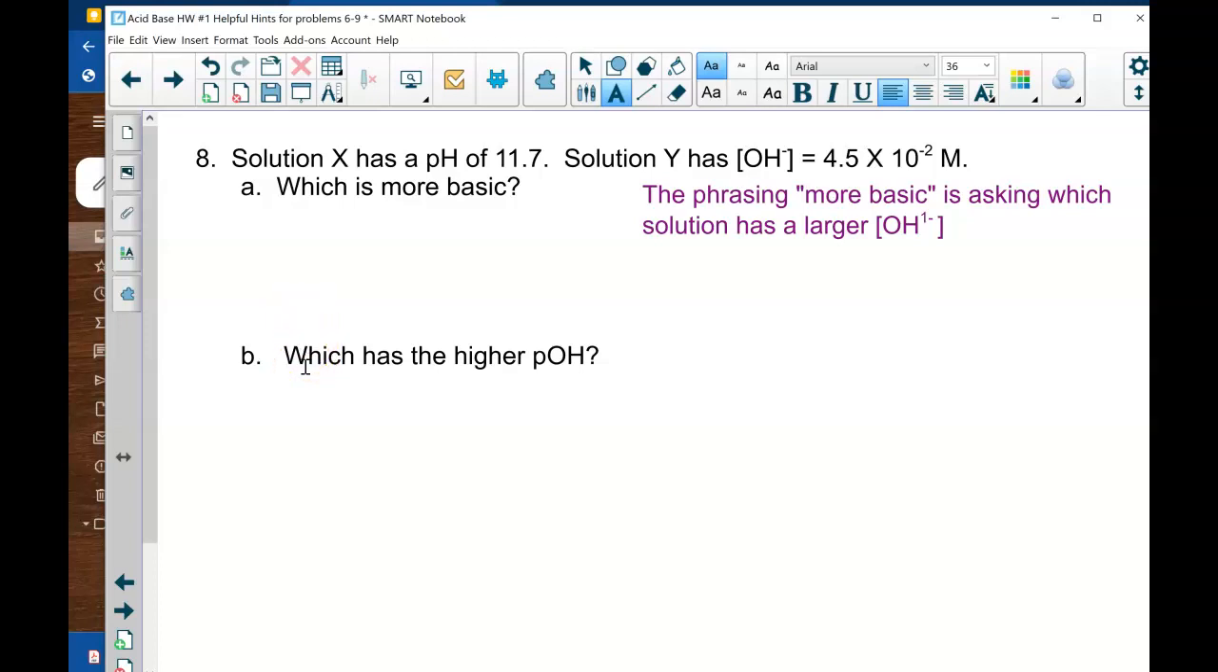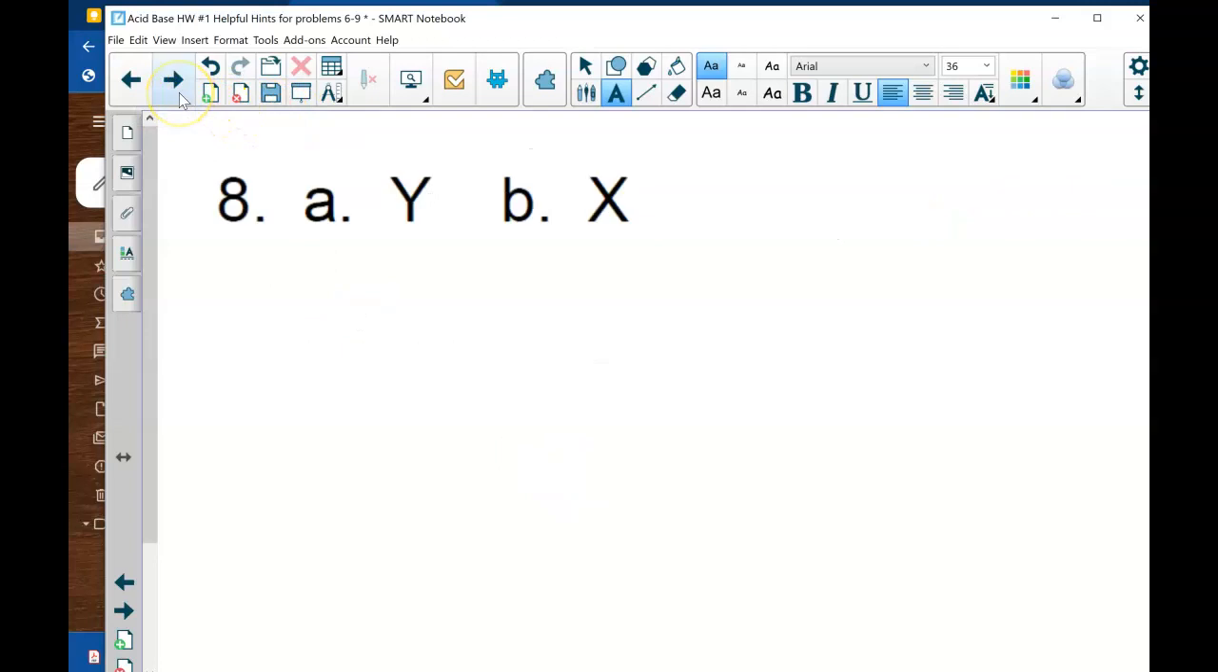For part B, which has the higher pOH, you will need to calculate the pOH of both, showing your work for how you get to the pOH for solution X and how you calculate the pOH for solution Y, and then you'll be able to write a statement that shows which pOH is higher based on the work you show. Here is the answer you should get for these. You will need to do more than these two answers, though. You will need to write statements of justification.